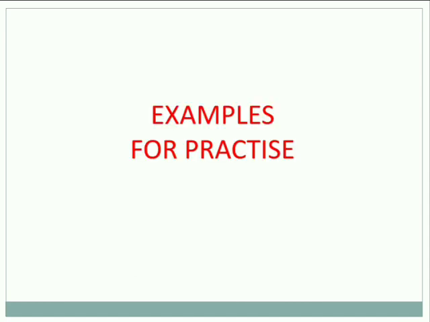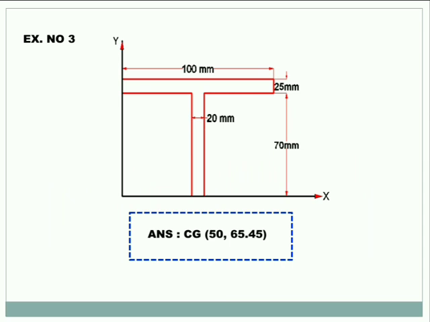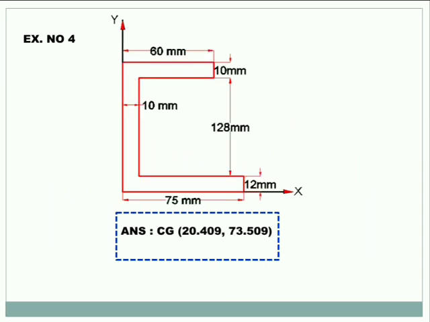So examples for practice. Again I have given a T section with changed dimensions. Follow the same steps above and try to get the answers. I have mentioned the answers also, you can cross verify. Then example number 4. It's a sort of C section where 3 elements are there. Top element is 60 by 10. The vertical element is 128 by 10 and the bottom element is 75 by 12. Axes are mentioned in this. Take these axes itself and try to solve the example.